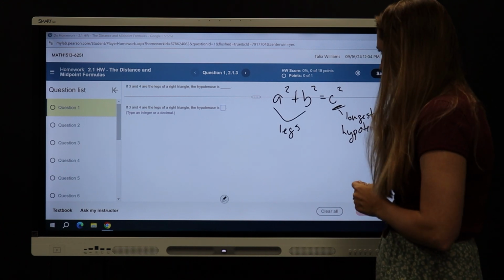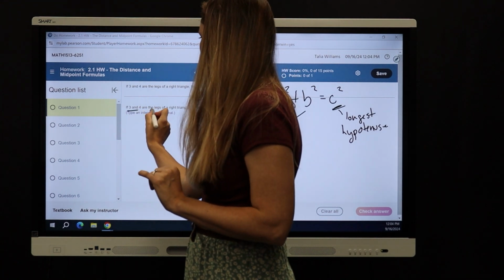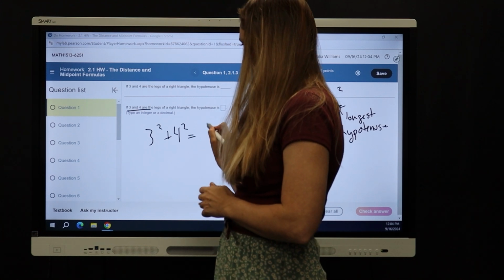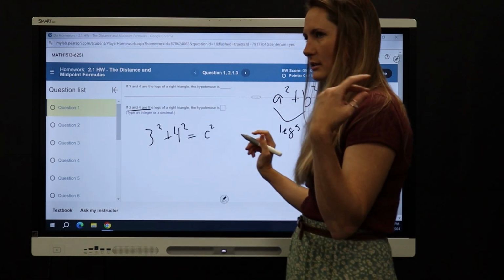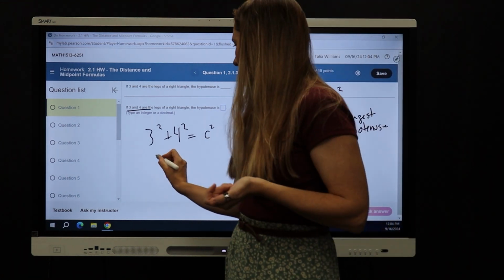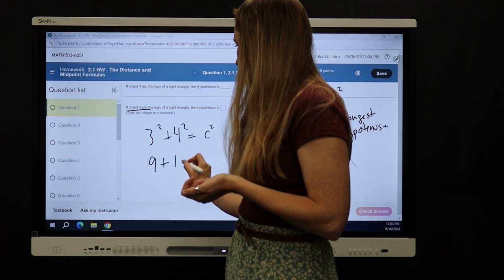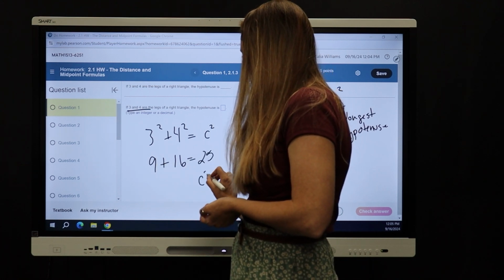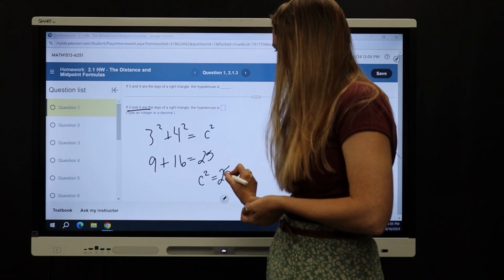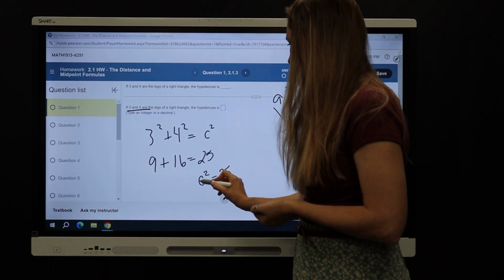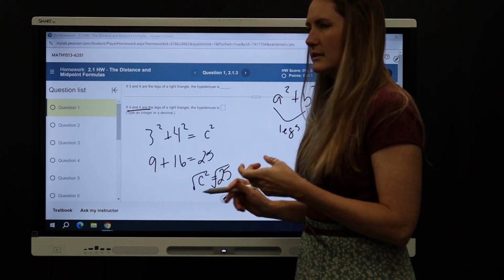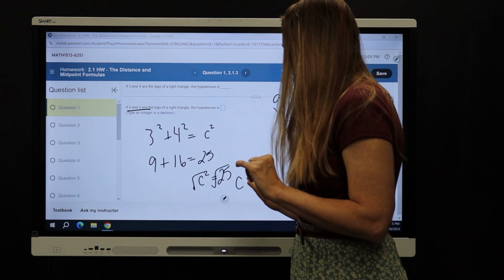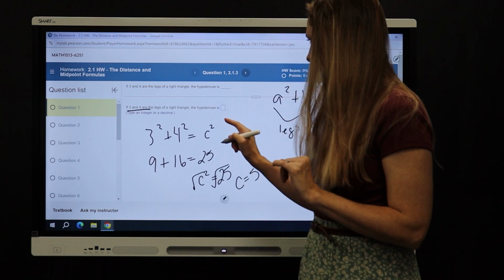So to find the hypotenuse, we take our two shorter sides, the legs, 3 and 4. So I'm going to have 3 squared plus 4 squared equals c squared, which is the hypotenuse. 3 squared is 9. 4 squared is 16. 9 plus 16 is 25. So c squared equals 25. Then we take the square root of this. Remember though, this is an actual distance, so we're not going to have the negative answer because distances cannot be negative. So c equals 5.